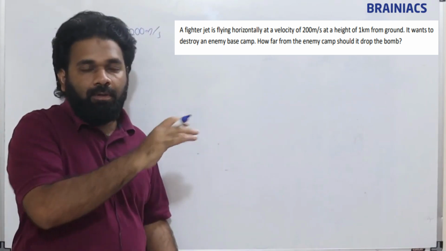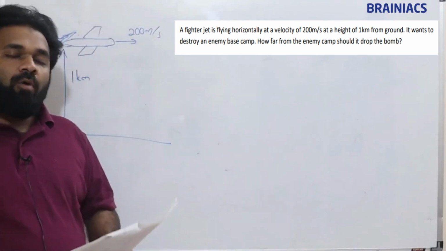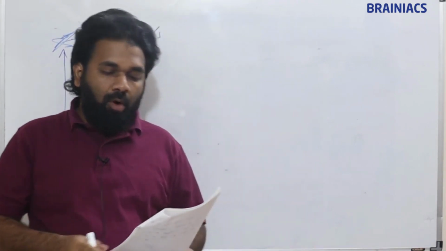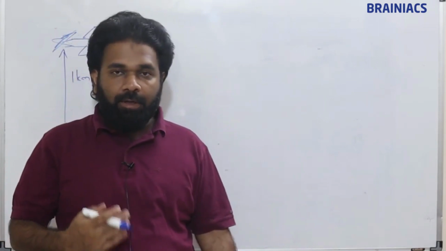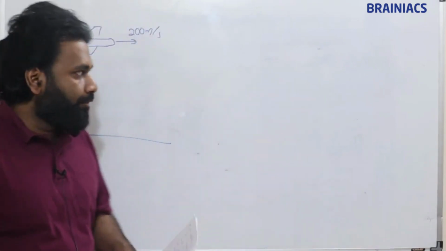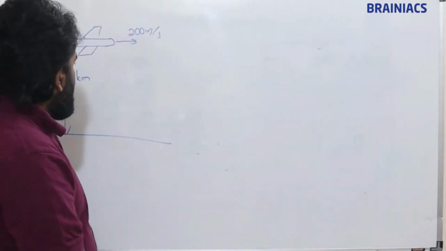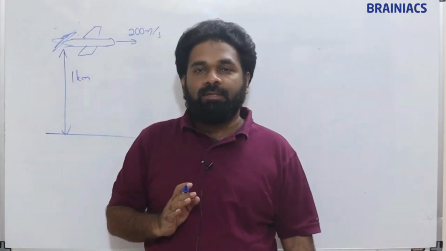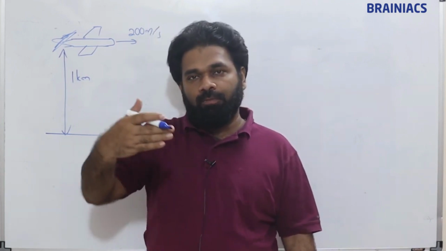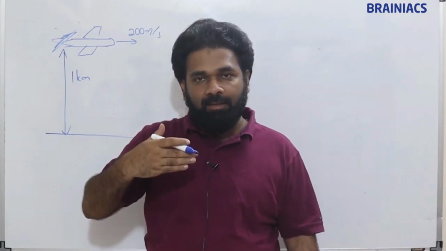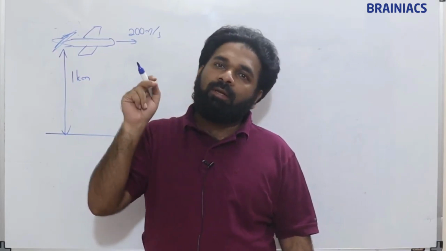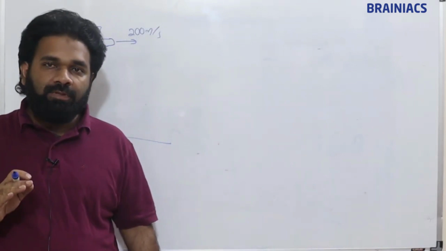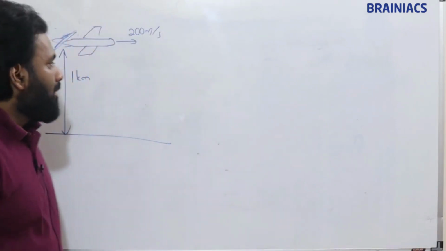It wants to bomb an enemy base camp. How far from the camp should it drop the bomb? They are asking for a horizontal distance, from what distance it should drop the bomb so that it will hit the target correctly. Okay, so pause the screen and do it yourself, then check the answer.